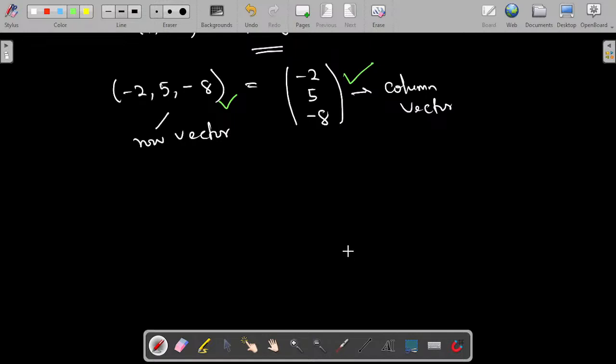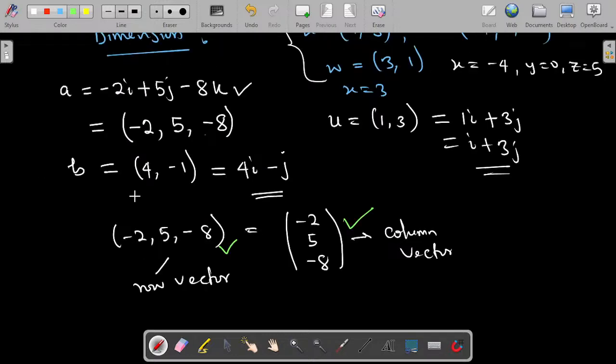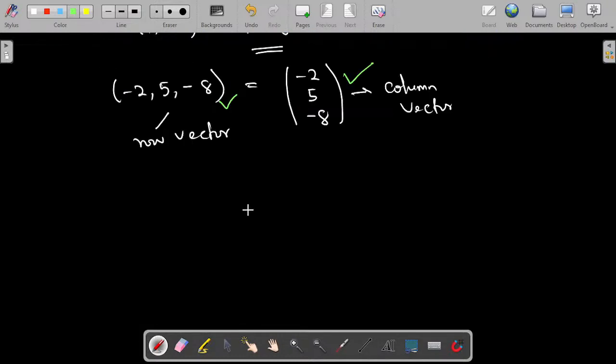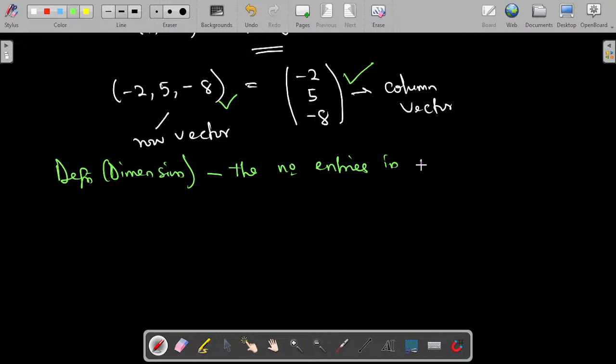But before we go into the algebra of vectors, we can talk about types of vectors. First of all, the definition of dimension. Okay, so what is dimension? Dimension is simply the number of entries, or the number of coordinates, in a vector. So the dimension is the number of entries in a given vector.